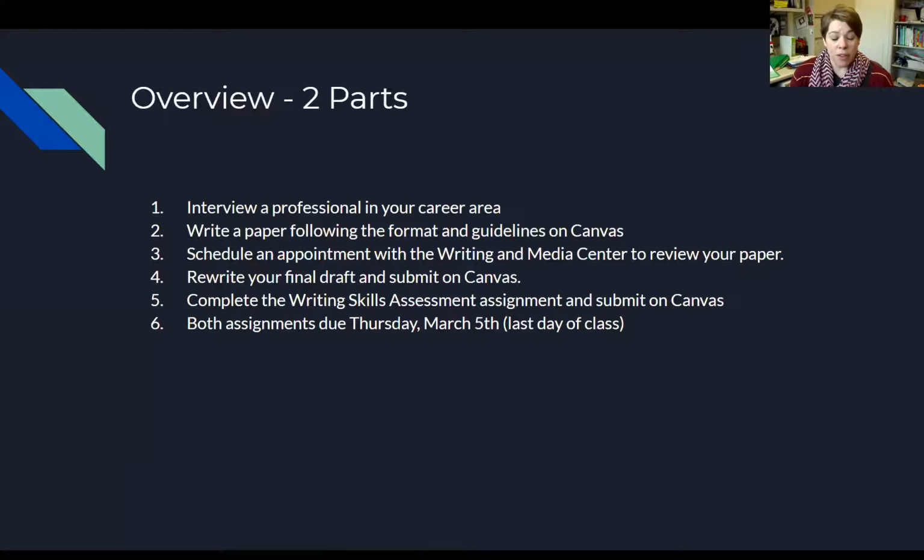So interview a professional, write your paper, and take a draft of it to the Writing and Media Center. The last part of the informational interview assignment is to create a final draft of your paper and submit it on campus. I do not need the draft and a final draft, just one paper turned in on campus. You will also need to write a reflection paper about your experience at the Writing and Media Center. It's called the Writing Skills Assessment, and the assignment has directions and questions you need to answer. Read those carefully so you don't lose any points, okay?